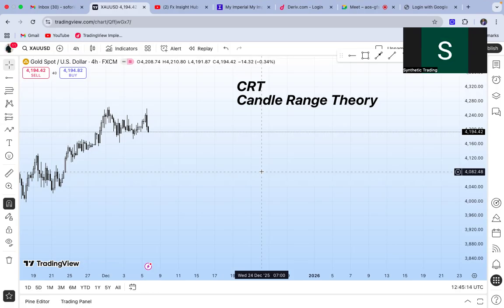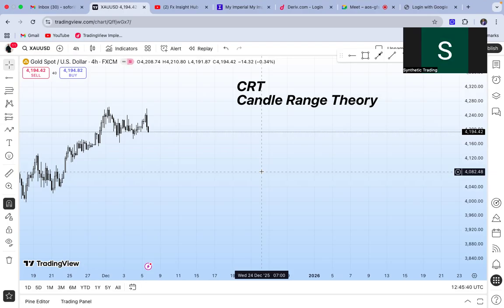So basically, the theory states that when you are able to identify a range of a candle, and then the market mitigates or liquidates the high of the candle, then that becomes the starting point. So the ending point will be the low of that candle. That is the layman way of explaining the theory.